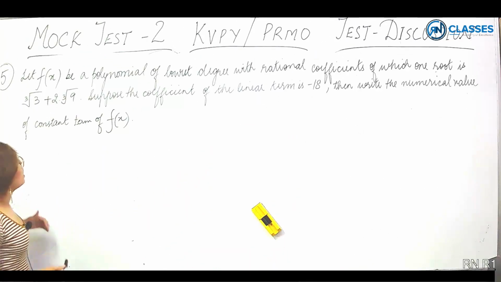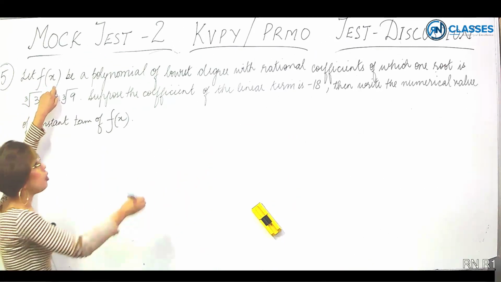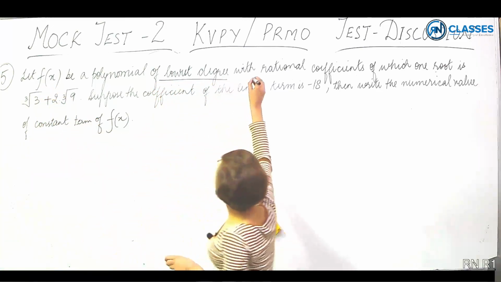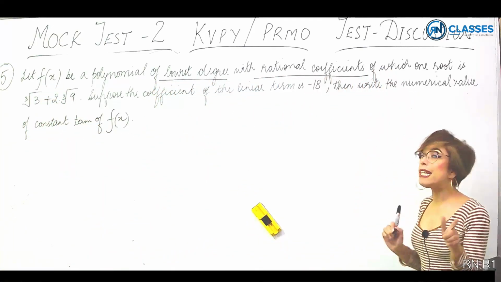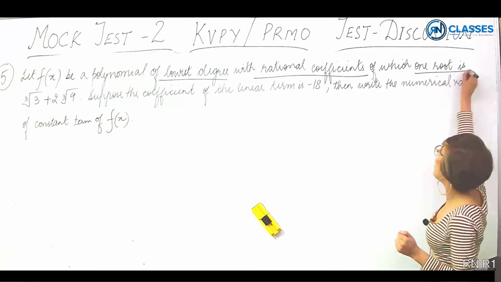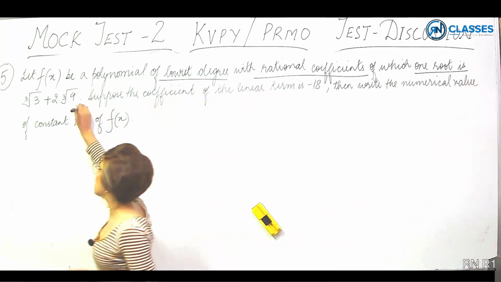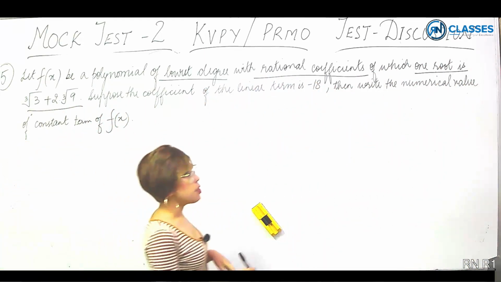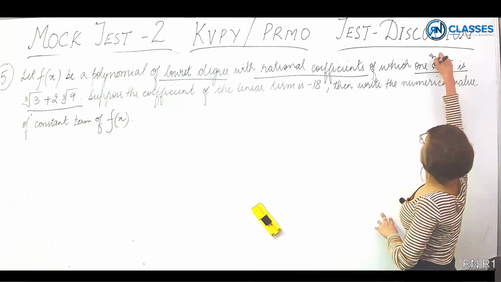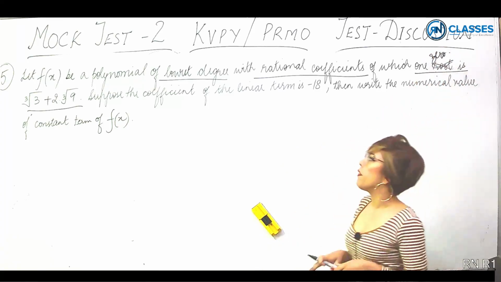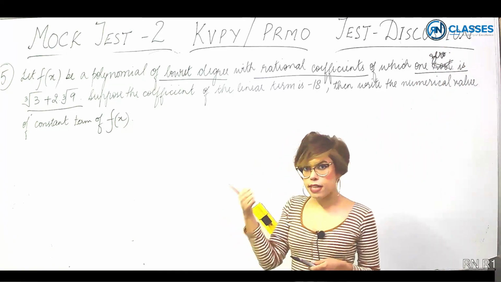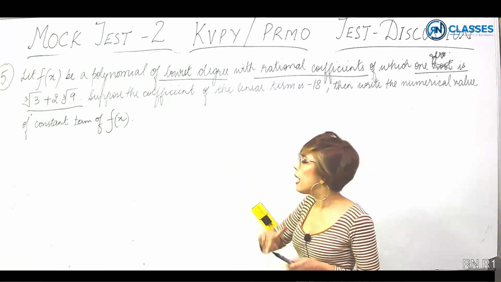On to the next question. Now he says, let f of x be a polynomial of lowest degree with rational coefficients, of which one root is given. The better word should have been 0, but it's fine. You get the gist of it. So, a lowest degree polynomial with rational coefficients and 1, 0 is given to be that.